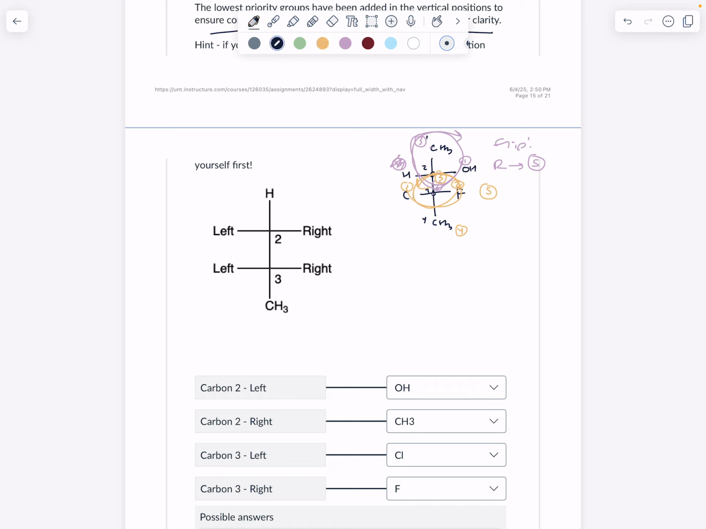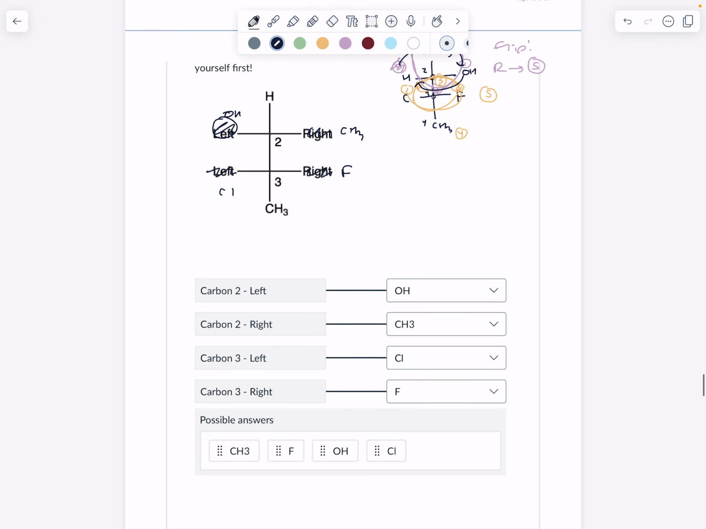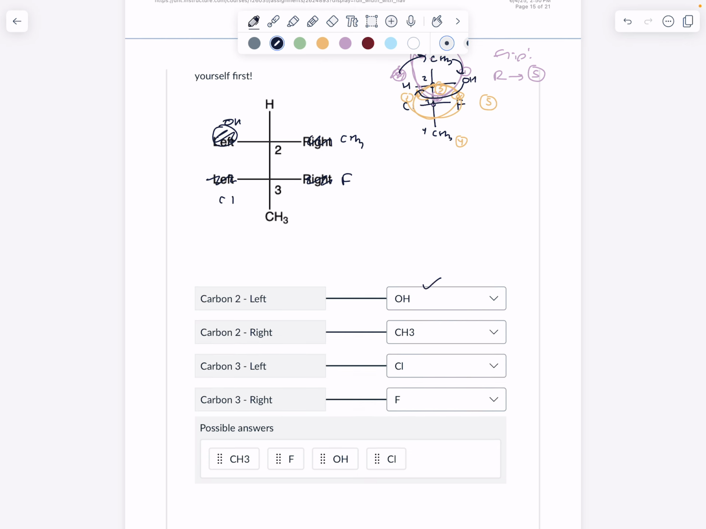So when I'm looking at the bottom one, we have the fluorine on the right and the chlorine on the left. But up above, my hydrogen, I put over here. So I'm going to have to rotate this to get the hydrogen pointed up. If I rotate that, the alcohol would be on the left, the hydrogen would be pointed up here, and the CH3 would be on the right. I just had to rotate that to get where I wanted it. So the left would be OH, the right would be CH3, and then for carbon 3, the left would be chlorine, and the right would be fluorine.